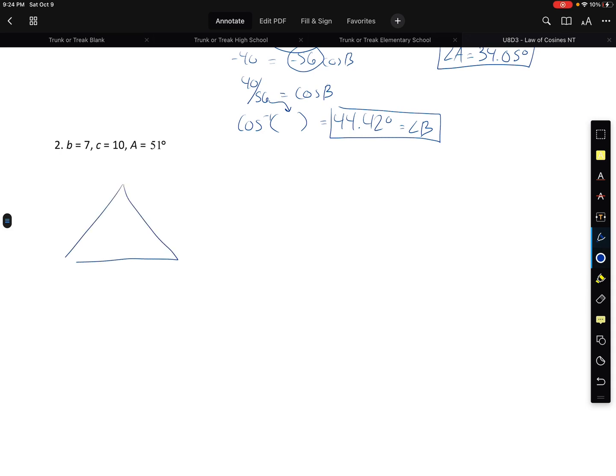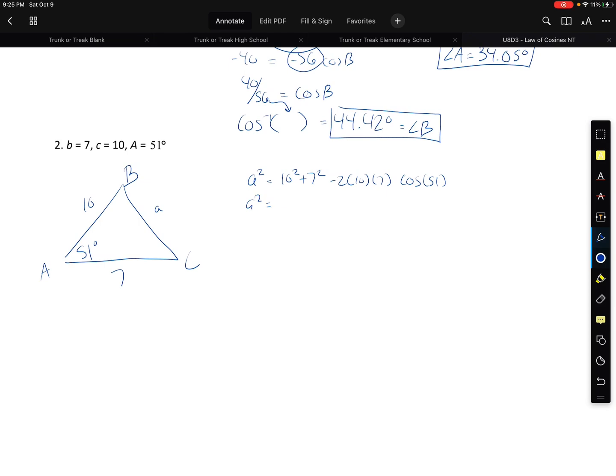All right, let's look at this example together. A, B, C, 51 degrees, 10, 7. A key idea with law of cosines you have to realize is that we don't have a complete ratio. If you don't have a complete ratio, you can't use law of sines. We have to use law of cosines. So I've got my setup. A squared equals 10 squared plus 7 squared minus 2 times 10 times 7 cos of A. Oops, not cos of A. I know what A is. Cos of 51.